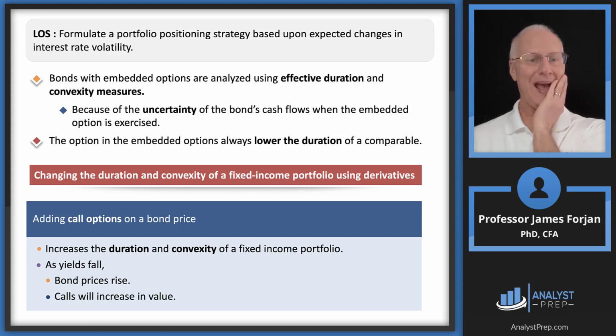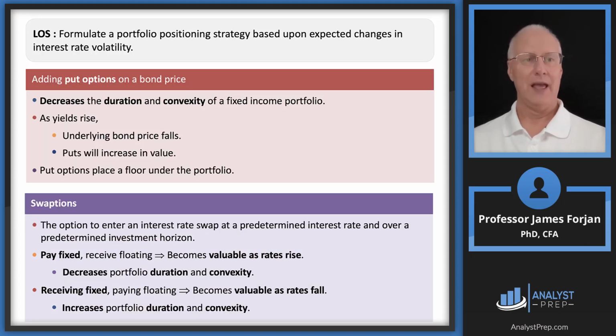All right, so what about adding a derivative? If we add a call option on top of a bond price, that increases the duration and convexity of a portfolio, right? And that's going to decrease the duration and convexity of a fixed income portfolio if we add put options to the bond. Now, if we add a swap contract, or in this case, an option on that swap contract, well, it depends on which way we're paying.